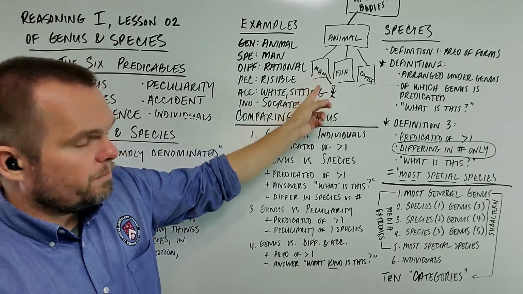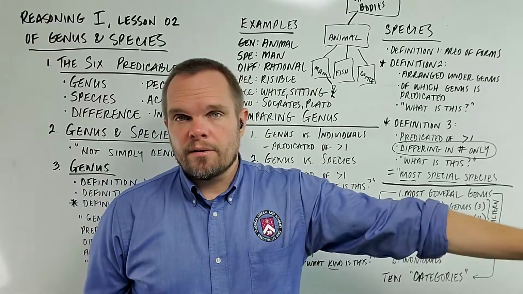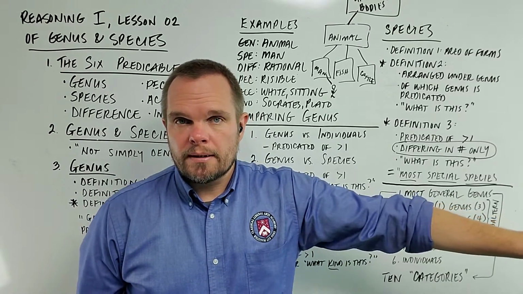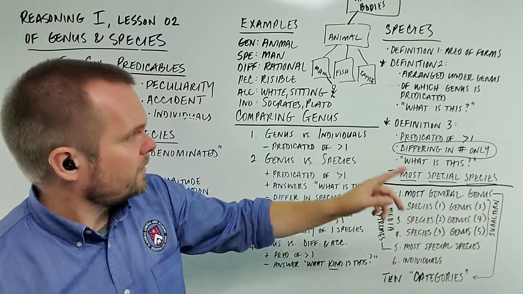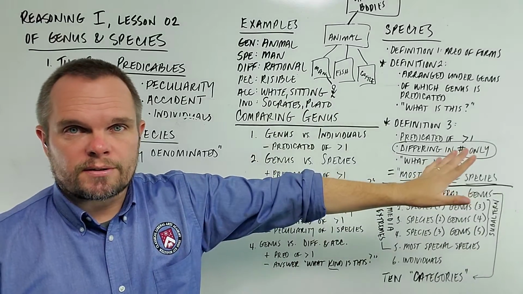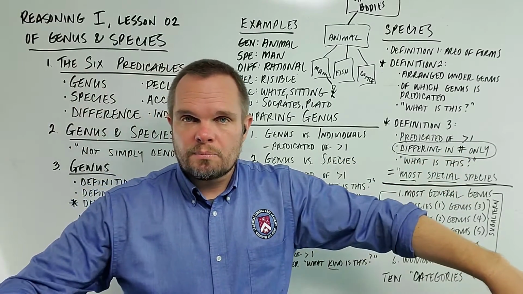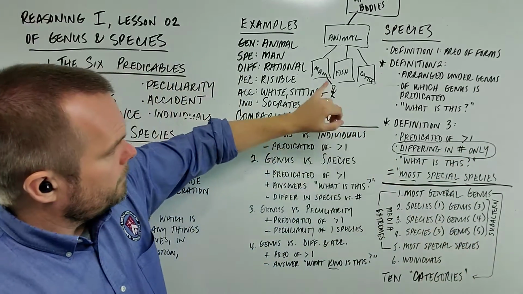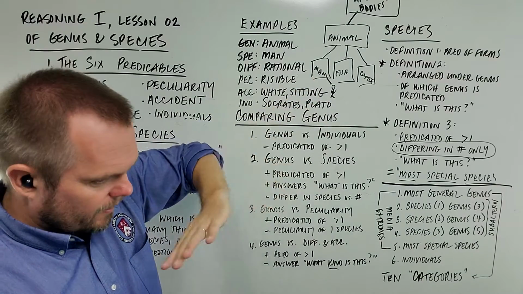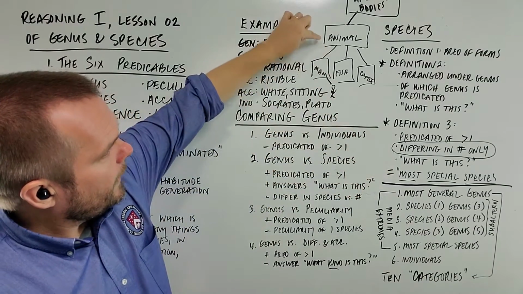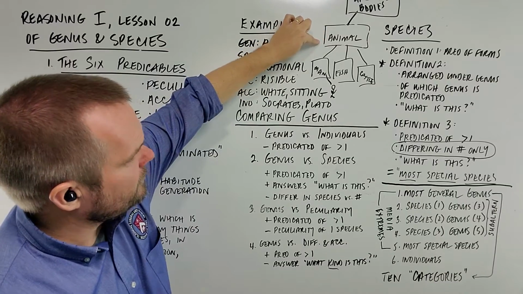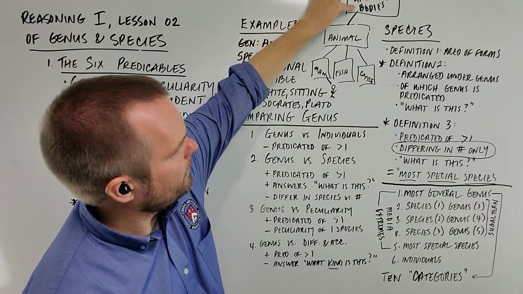The most special species is never a genus. That's what it means to be most special species. Man is never a genus. It doesn't divide into species. Man is most special species. It is not genus. Animal is a species because it's a class of animated bodies.